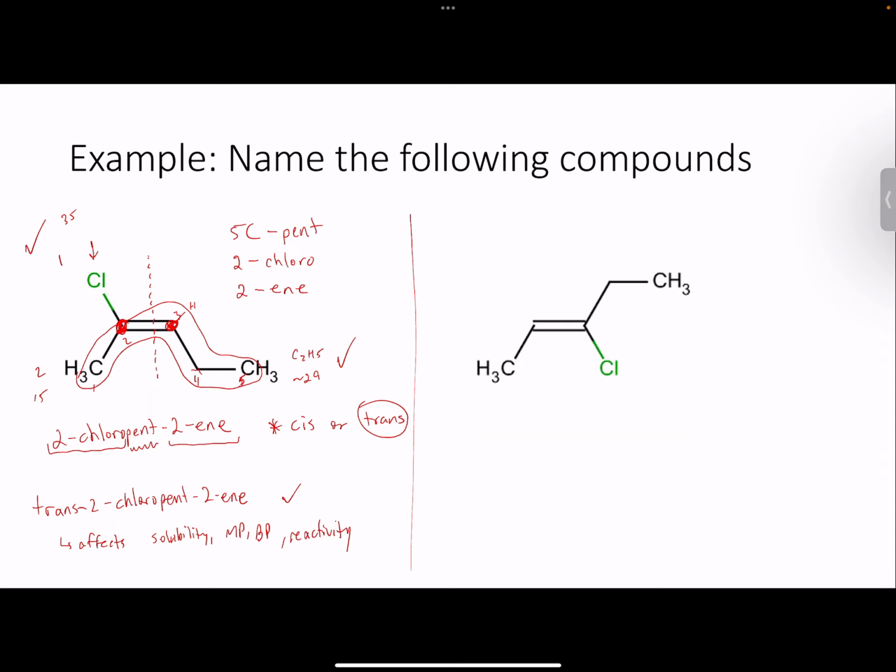So let's try this second one. It looks very similar. I can see here that my longest carbon chain looks like this. I've got carbon 1, 2, 3, 4, and 5 again. So a 5 carbon chain will be pent as the prefix. Carbon 3 this time has a chlorine group on it, and I don't see anything else on it except a double bond at carbon 2. So I can start to put that together. This time I've got 3-chloropentene.